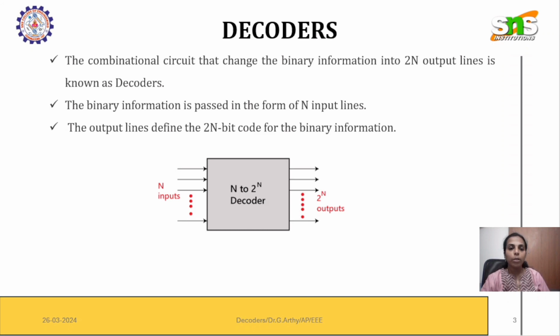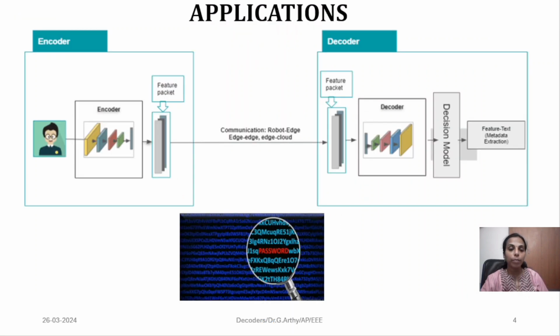So what is a decoder? It's a combinational circuit that changes the binary information into 2 power n output lines. The binary information is passed in the form of n input lines. The output line is defined by a 2 power n bit code for the binary information. This is an application, right?